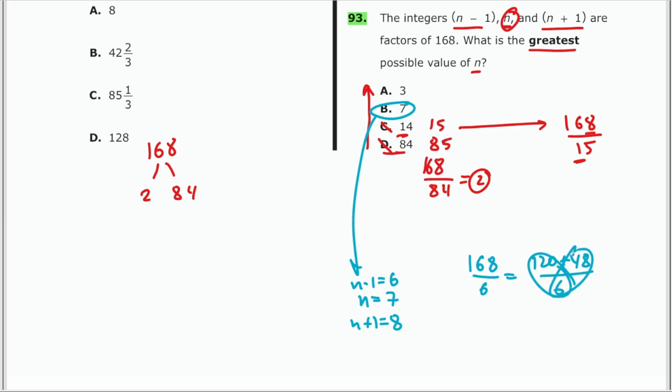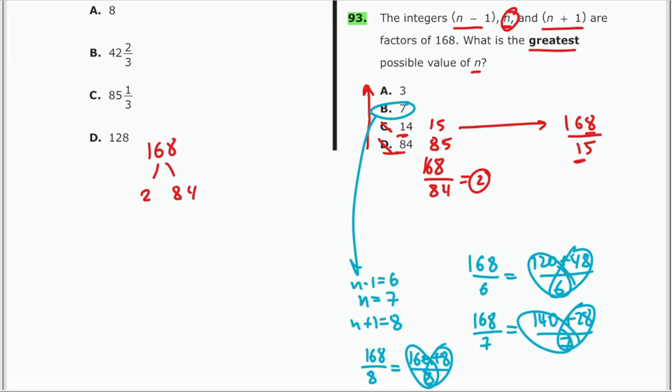See how they're all divisible. So 6 works out. Now 168 divided by 7, that is equal to 140 plus 28 over 7, right? So that's 20, that's 4. So boom. Finally, 168 over 8. That is equal to 160 plus 8 over 8. So that's 20, that's 1. So all three numbers go into 168. We do not even need to check A because we're looking for the greatest possible value. The answer is B. That's it.